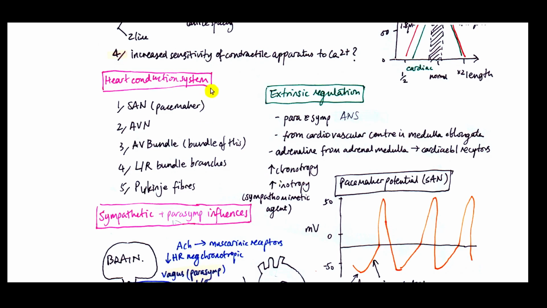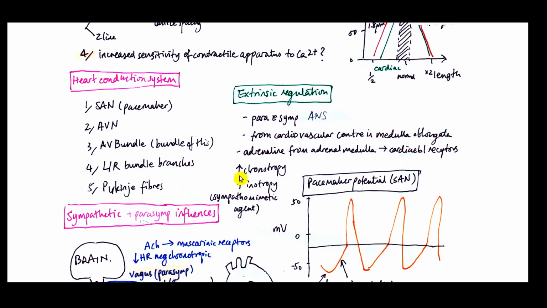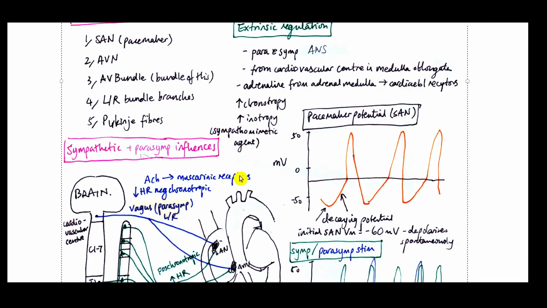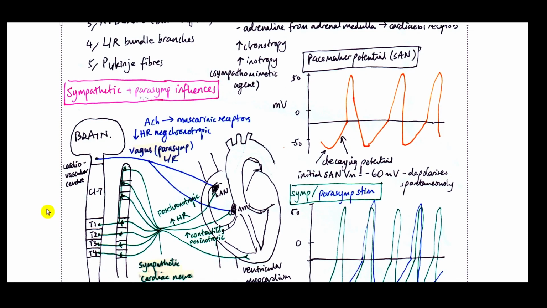So the heart conduction system involves 5 main parts. We've got the SAN, the AVN, the AV bundle, or the bundle of His, the left and right bundle branches, and the Purkinje fibers. So we've got the SAN, which is the pacemaker. It determines the heart rate, and this conducts to the AVN. The SAN is in the upper corner of the right atrium. And then the AVN is in the septum and conducts down to the bundle of His first, and then the left and right bundle branches, and then the Purkinje fibers up the ventricles.